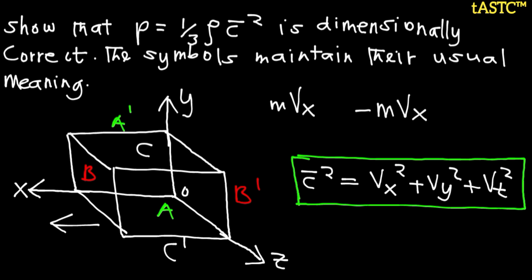What then is going to be the change in momentum for this process? How are you going to find it? So if you talk about the change in momentum, in that case, I'm going to write it as dp. That is going to be this minus this. So you would have mvx minus negative mvx.